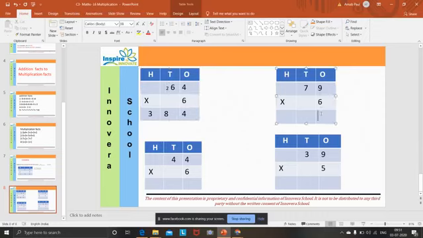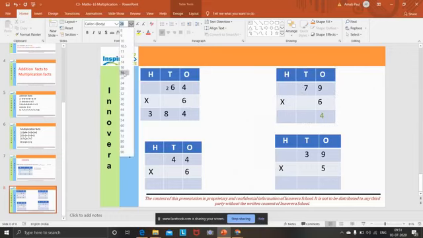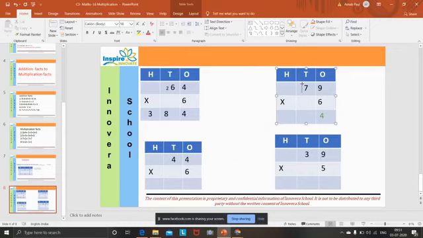Now 9 multiplied by 6. 9 multiplied by 6 is 54. So 4 over here, and we are going to carry 5 over here. Okay, we are going to carry 5 over here.